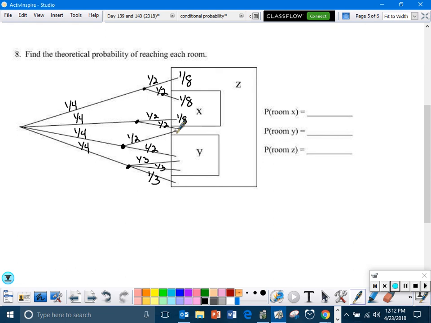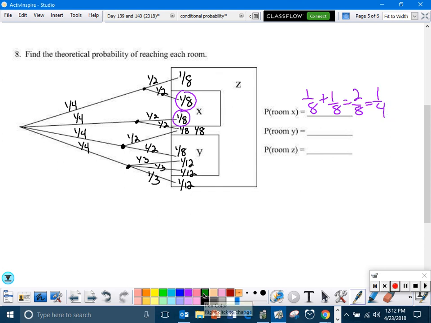Now there's 2 of them here. There's 1/8 for one and 1/8 for the other. Here it's 1/8. Okay, here it's 1/12, 1/12, and 1/12. All right, now there's 3 rooms, so we're going to add together. So room X is 1/8, 1/8. So you have a 1/4 chance of ending up in room X.